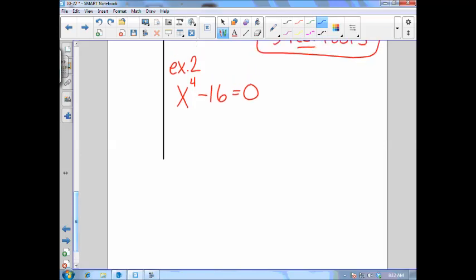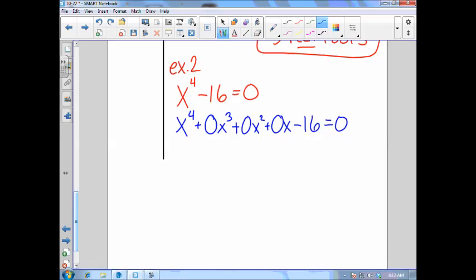We need some placeholders in the middle here, because x to the 4th is there, but how many x cubes are there? There's 0 x cubes, and we're going to need these placeholders. How many x squareds are there? There's 0 of them. How many x's are there? 0. And then how many constants? Negative 16.